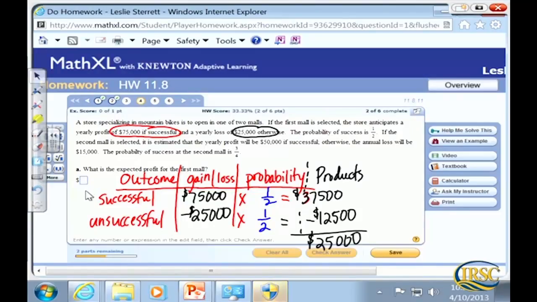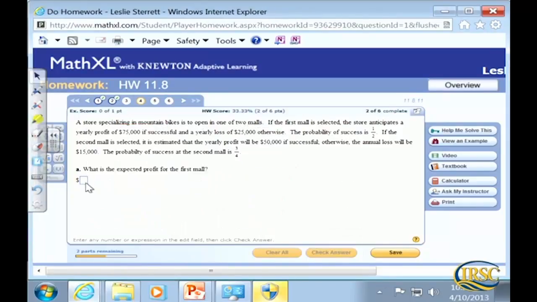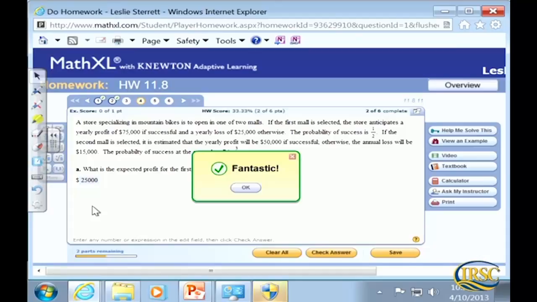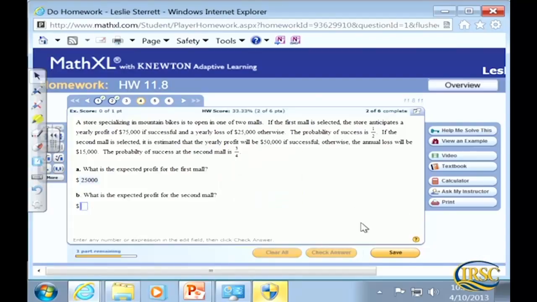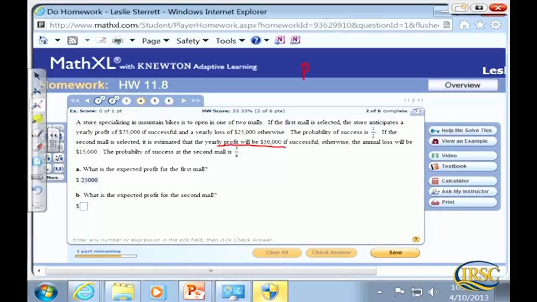Okay, so everybody got that? So typing in $25,000. Fantastic. Math Excel is very happy with you today. Okay, what is the expected profit for the second mall? So now I want to give you guys an opportunity for a couple minutes to see if you can do this chart from scratch. I'll write out the information a little bit bigger in case it's hard to read. But the second mall says that its estimated yearly profit will be 50,000, and then a loss of 15,000, and the probability of success is 3/4.